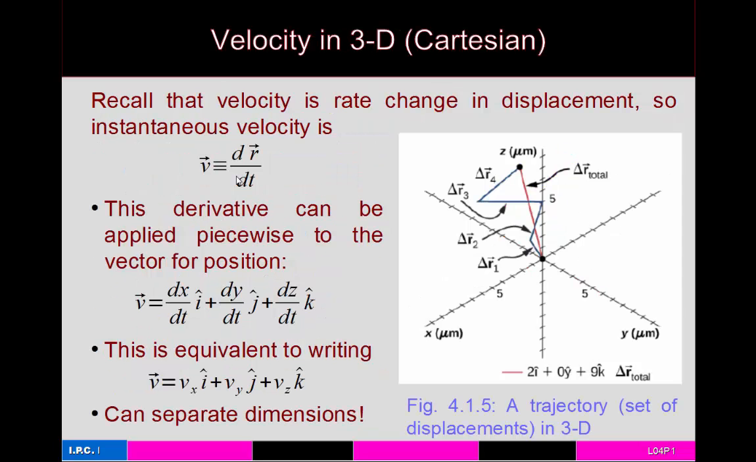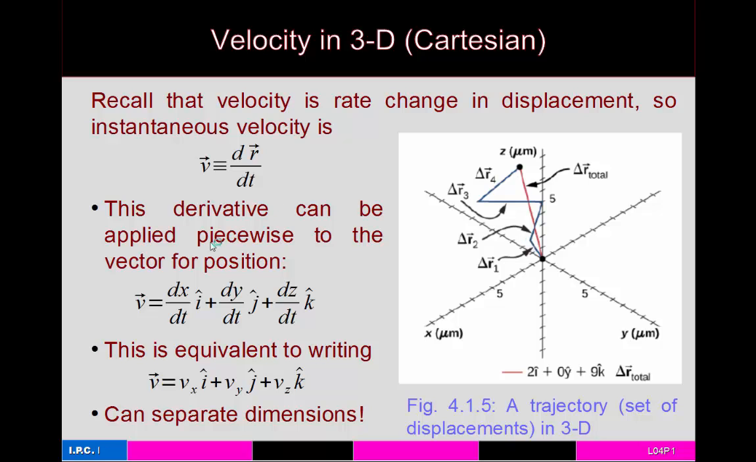Okay, now let's consider velocity also in 3 dimensions. So we'll start off by considering this in Cartesian coordinates. So what is the velocity? It is the displacement per unit time. So instantaneously, that looks like the derivative of position with respect to time, if you imagine the position to have some particular function that goes with it.